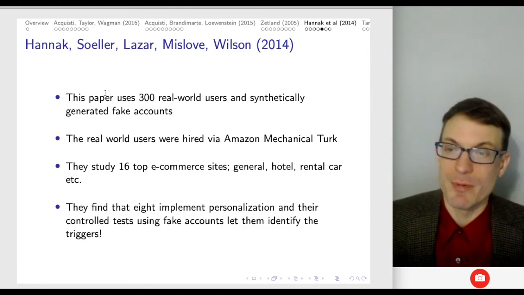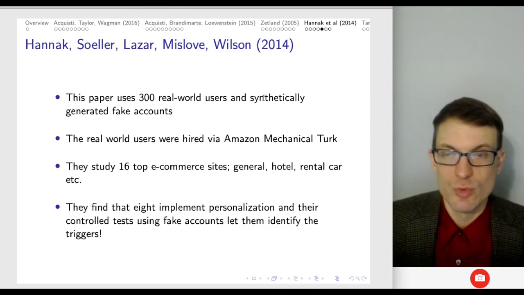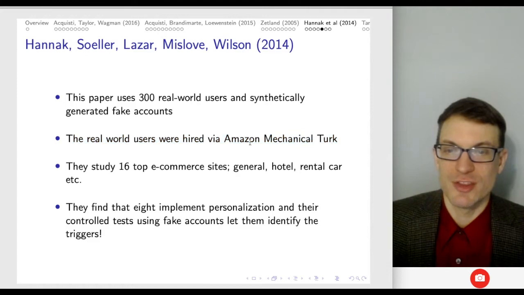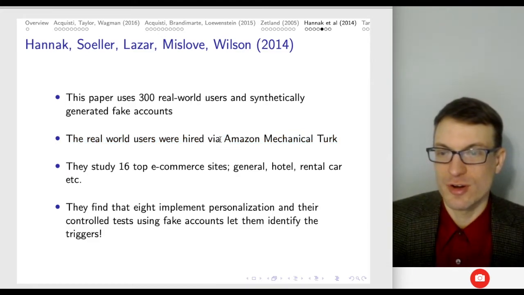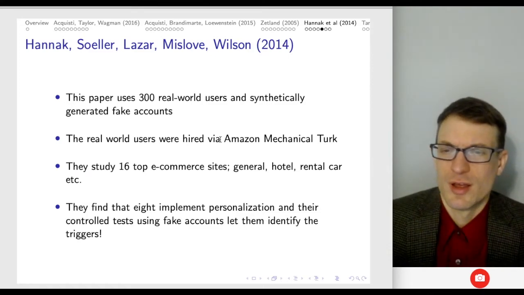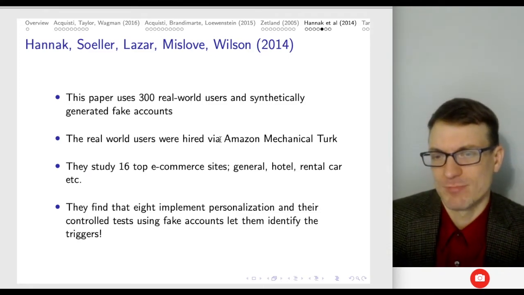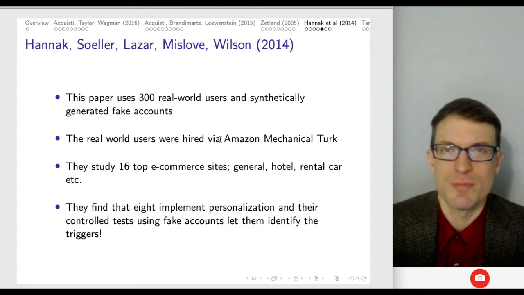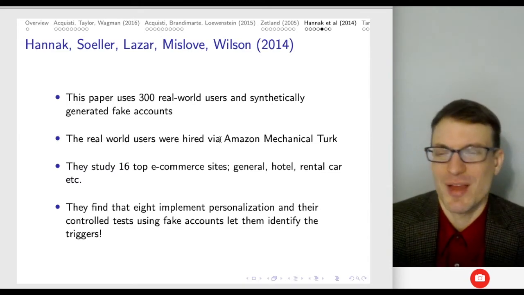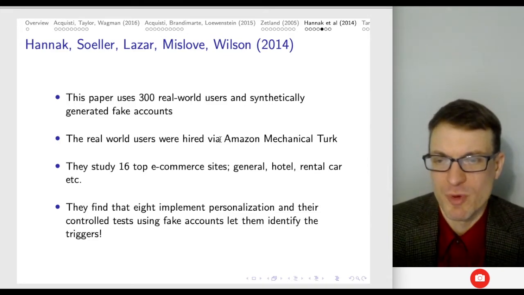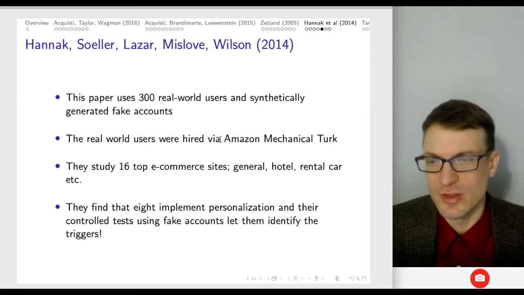So what they did in this paper is they used 300 real-world users and they synthetically generated fake accounts. The real-world users were hired via Amazon's Mechanical Turk. So via MTurk, you're able to put out tasks, this is a little bit like Upwork, maybe a little bit more towards smaller data tasks. But the idea is you could hire people, whereas Upwork is a little bit more like true freelancers. So this would be like hiring people for small tasks. And so that's what they're doing here.